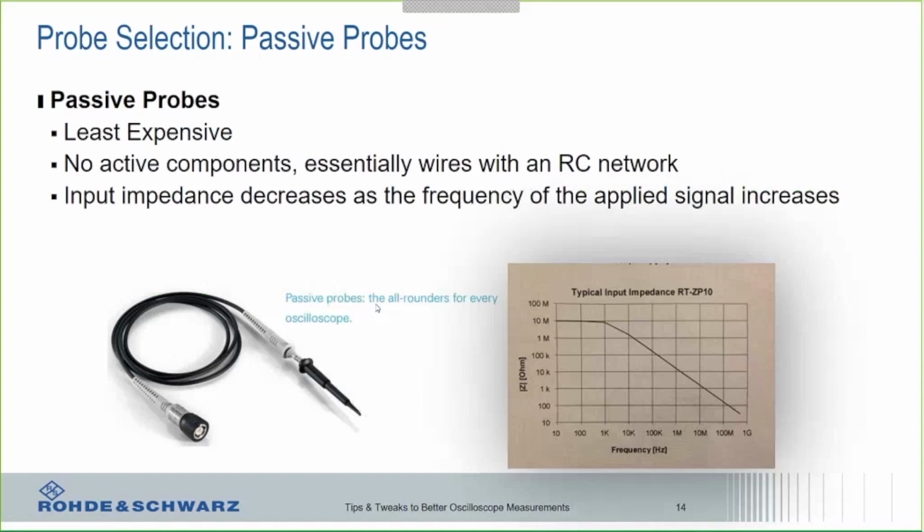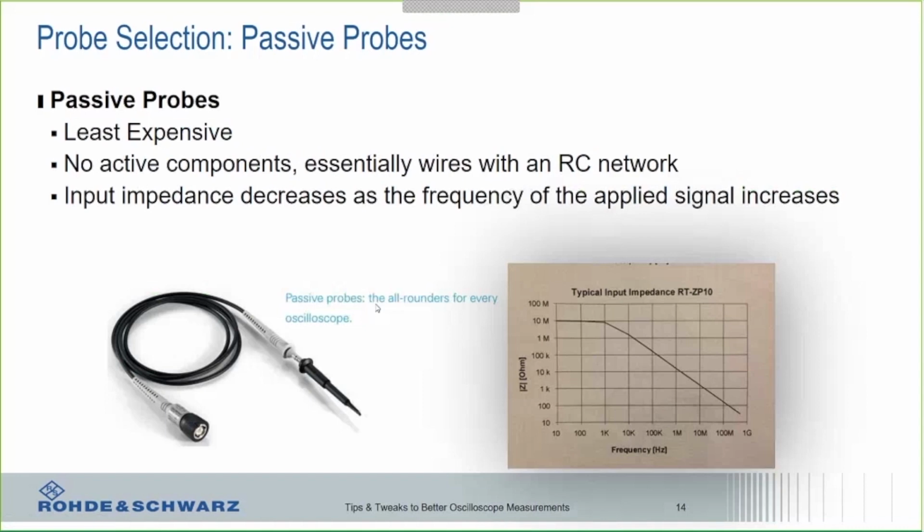Probably the most common probe is a passive probe. Most oscilloscopes are going to come standard with these. They're least expensive, they're very robust. They don't have any active components. They're basically a wire with an RC network. And so they're going to be one of the most common pieces of equipment that you pull out to connect to your device under test.